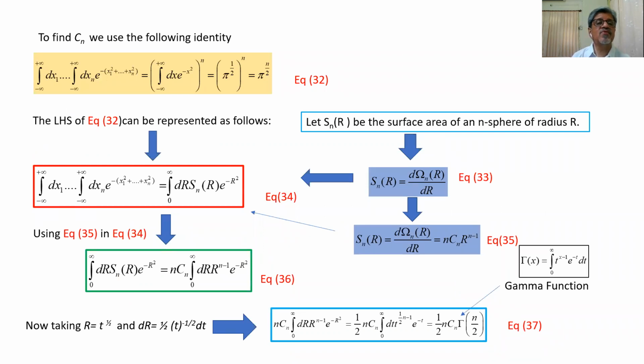Now, to find the constant C_n, we use the following identity, which is equation number 32. Minus infinity to plus infinity dx1 multiplied by integrations, and finally minus infinity to plus infinity dxn, e to the power minus (x1 square plus up to xn square). That is represented as the integral from minus infinity to plus infinity dx e to the power minus x square, raised to n, and that is a gamma function. It is a very famous function in mathematical physics. So it is pi raised to 1/2, raised to n, and that is pi raised to n by 2, represented by equation number 32.